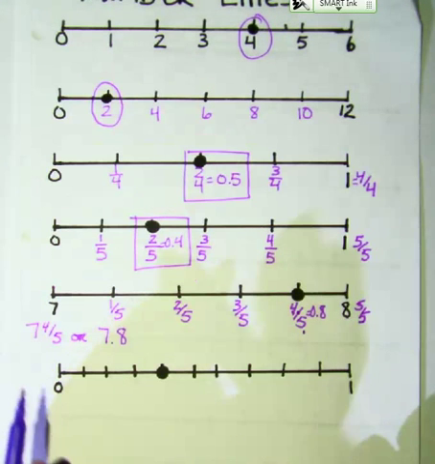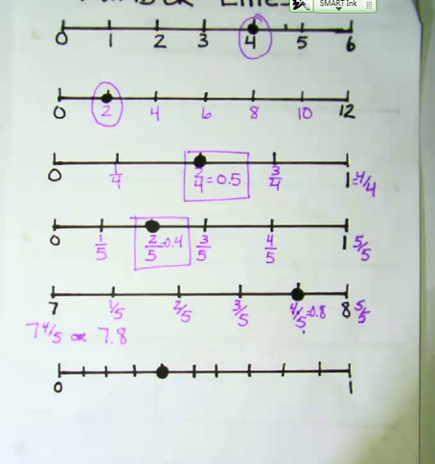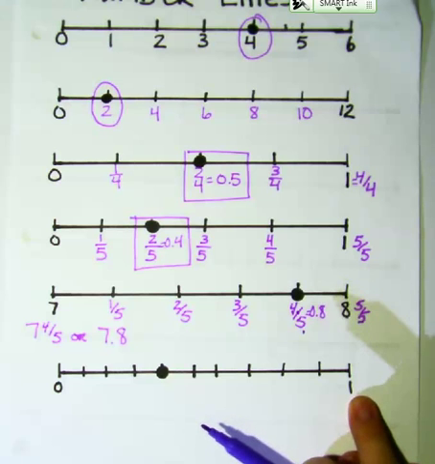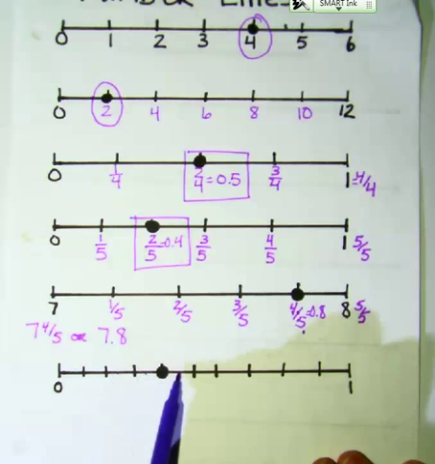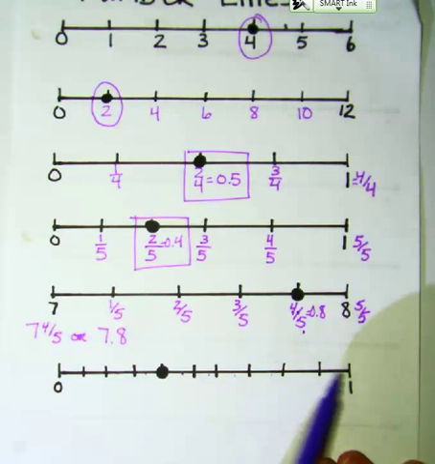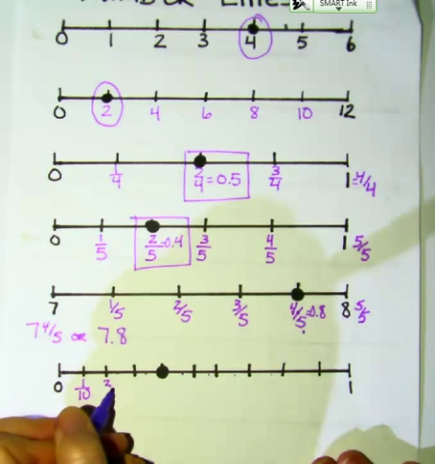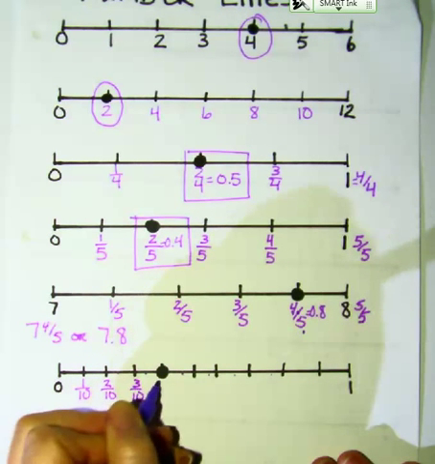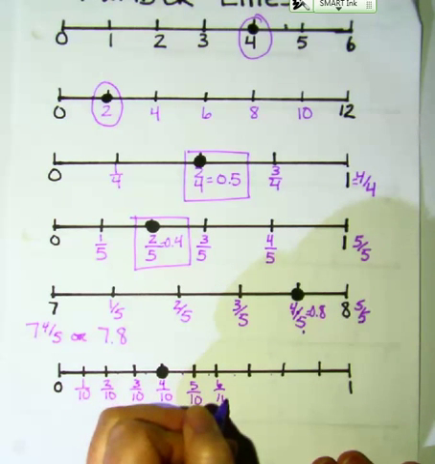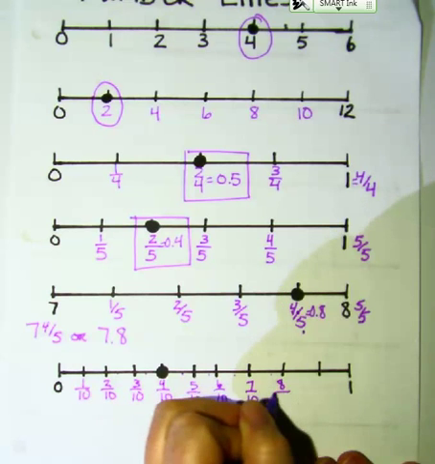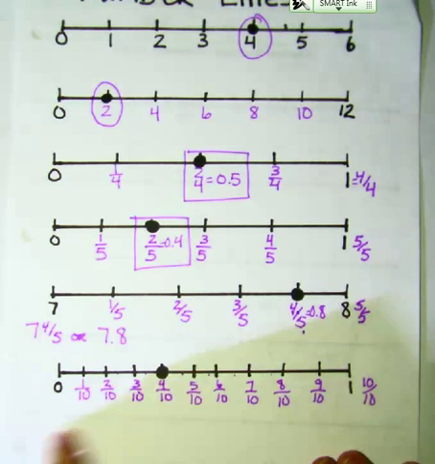Okay, so let's look at our next number line. I know from 0 to 1, if I count by ones, 1, 2, 3, 4, 5, I've already passed the one I'm looking for. So I'm going to have to use a fraction. This is divided into 1, 2, 3, 4, 5, 6, 7, 8, 9, 10 sections. So each mark represents 1/10, 2/10, 3/10, 4/10, 5/10, 6/10, 7/10, 8/10, 9/10, and 10/10, which is the same as a whole.